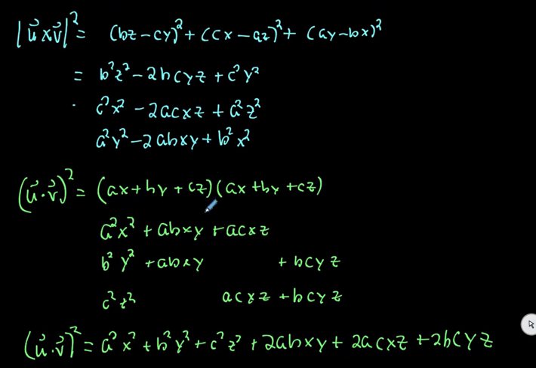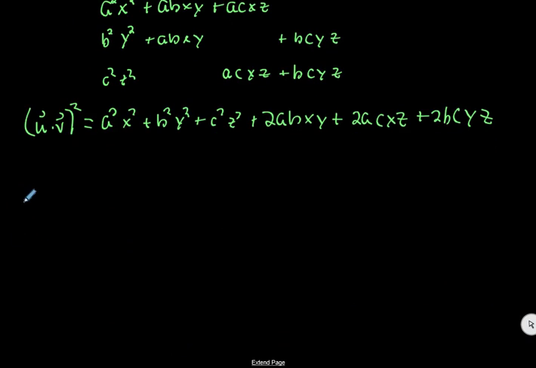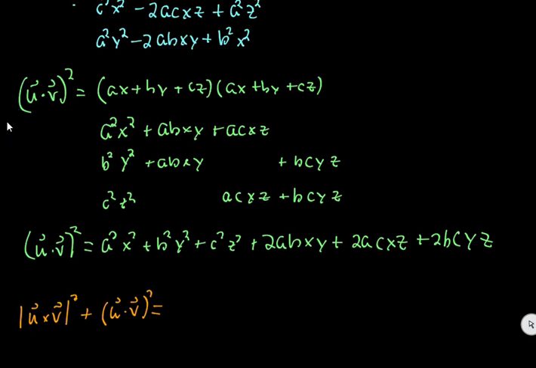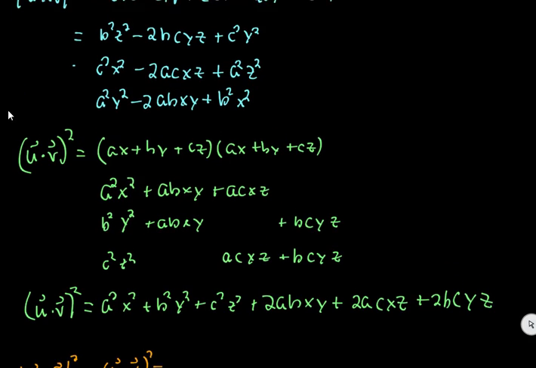If you notice, we have some terms that could possibly cancel out. So what we're going to do is take this guy right here, the magnitude of the cross product squared, and add it to this guy and see what we get. So we're going to take the magnitude of u cross product v, square it, and add the u dot product v, square it, and see what this comes out to be, right?